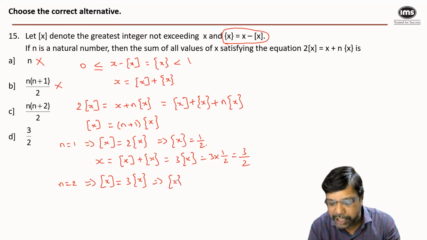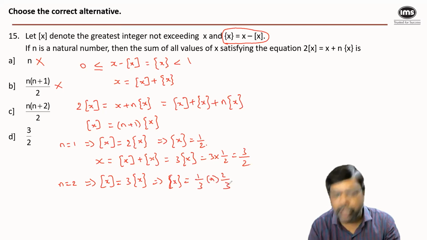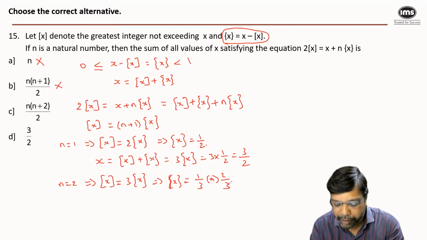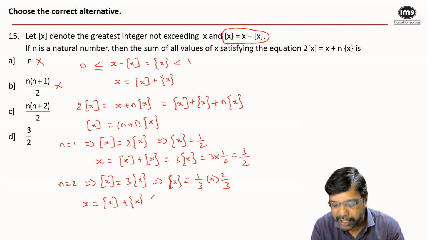So the value of fraction x must be equal to 1 by 3 or 2 by 3, because fractional x again lies between 0 and 1. Now, if I look at the possible values of x, now x is equal to greater integer x plus fractional x, which will be 4 into fractional x, which is equal to 4 into 1 by 3 or 4 into 2 by 3, which is equal to 4 by 3 or 8 by 3.